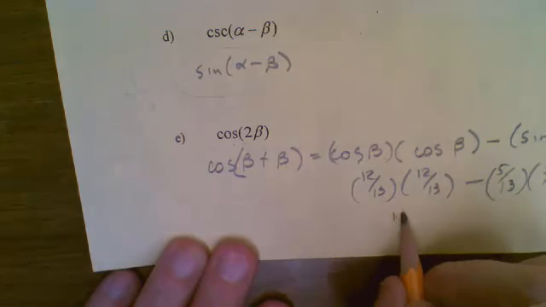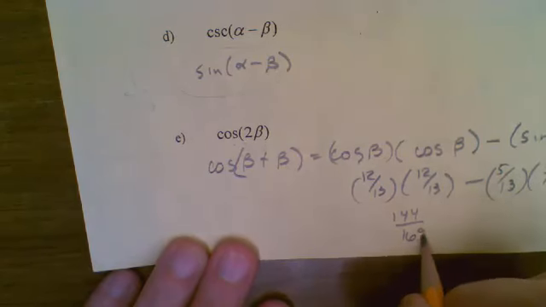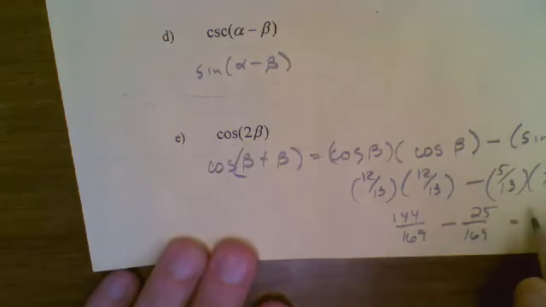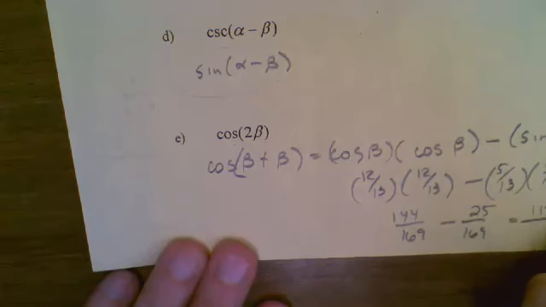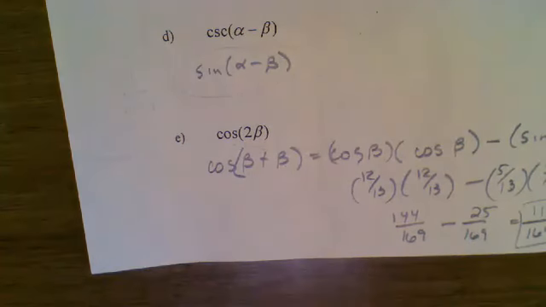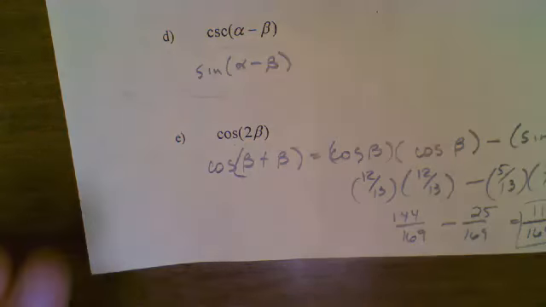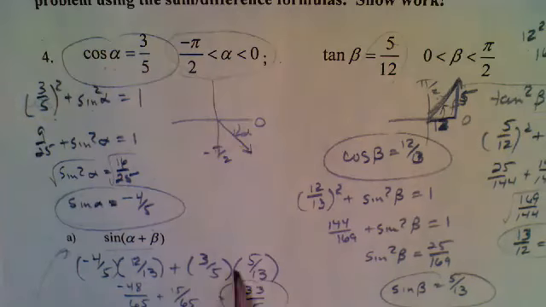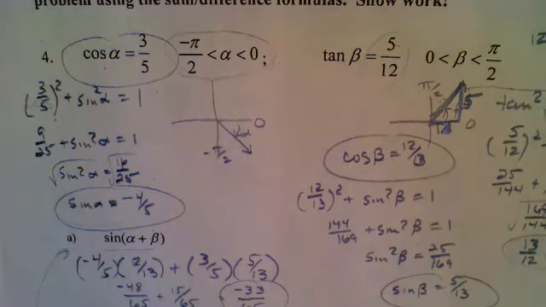This would be 144 over 169 minus 25 over 169. So I get 119 over 169, doing that fairly quickly without a calculator. If that's different, I'll change it on the answer key. I'll post the answer key, but I basically want to make sure you can find these four things up here, so that you get those answers correct.